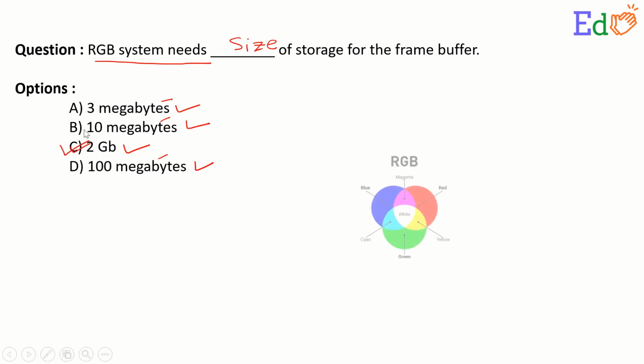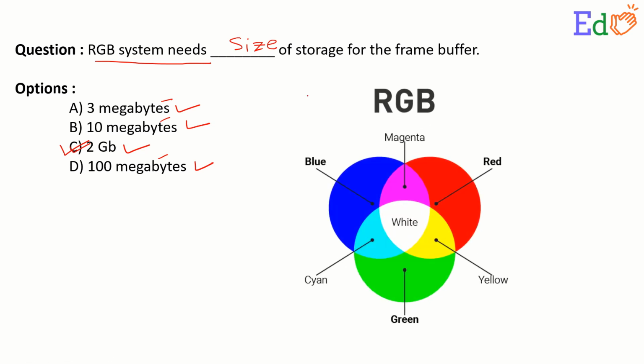Now what is RGB? RGB stands for red, blue, and green. All these three colors, their corresponding mixtures make the other colors. Blue and green mixed make cyan. When all three colors mix, we get white. This is our magenta and this is our yellow.